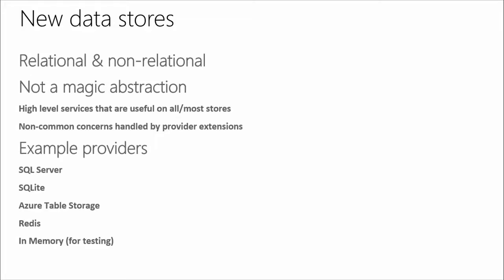Some examples of providers we're working on, obviously SQL Server, that's our bread and butter relational data store. I mentioned SQLite because that's really important for phone, store, device. Azure Table Storage and Redis were just some proof of concept ones we did. And then we're also working on an in-memory database, which is useful when you want to unit test. I should also add to the list, we've done a little bit of work with other people outside of our team on providers for DocumentDB and also for MongoDB as well.